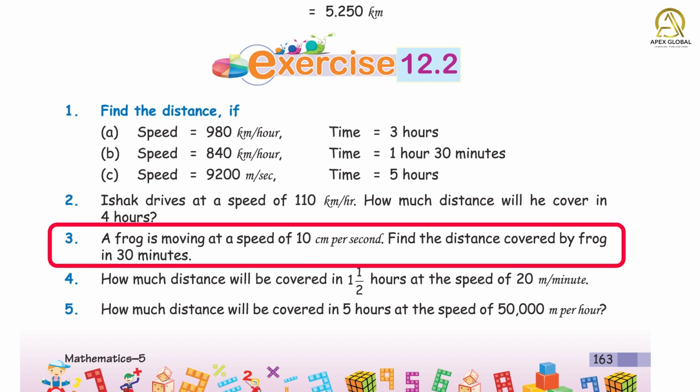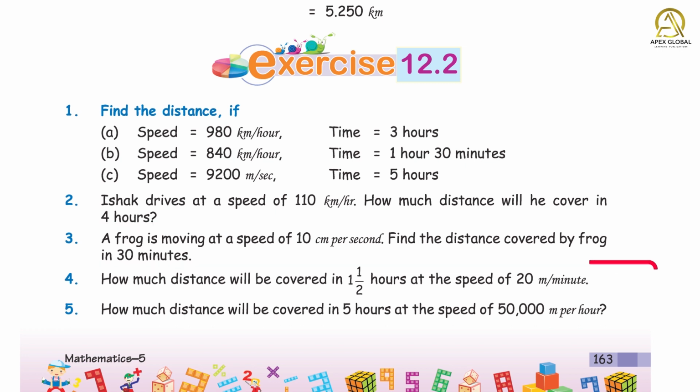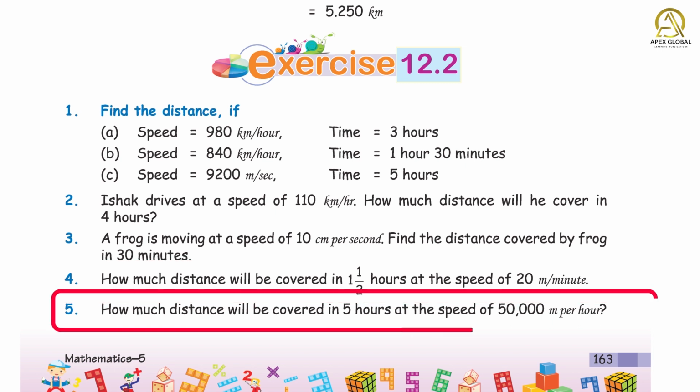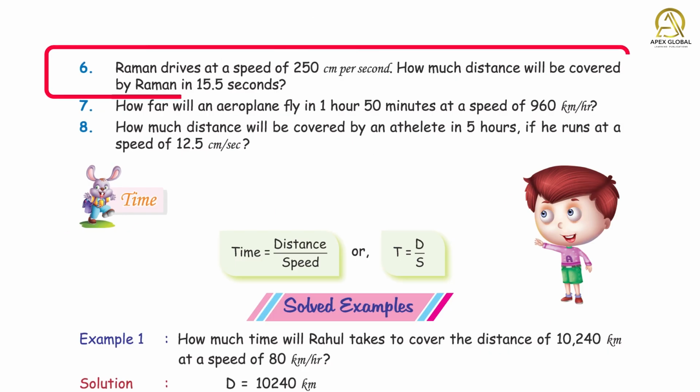A frog is moving at a speed of 10 cm per second. Find the distance covered by the frog in 30 minutes. Answer: 180 meters. Question 4. How much distance will he cover in 1 upon 2 hours at a speed of 20 meters per minute? Answer: 1800.36 meters. 5. How much distance will he cover in 5 hours at the speed of 50,000 meters per hour? Answer: 250 kilometers. Question 6.